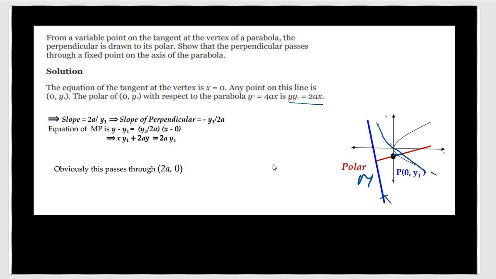So our aim is to show that the perpendicular passes through a fixed point. So we write the equation of the perpendicular, and it has to pass through this point, say (2a, 0). That is very obvious, because if we put y equal to 0, what we get is x y1 equals 2a y1. So when we cancel out this y1 we get x to be 2a. So the perpendicular line will pass through (2a, 0).